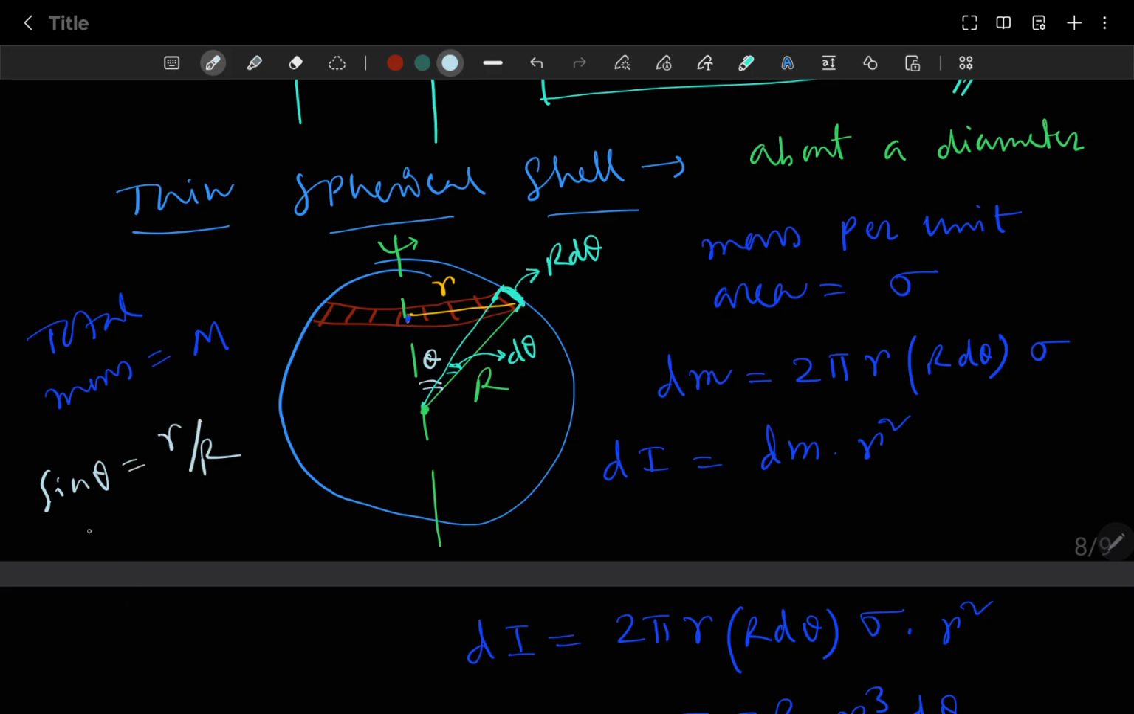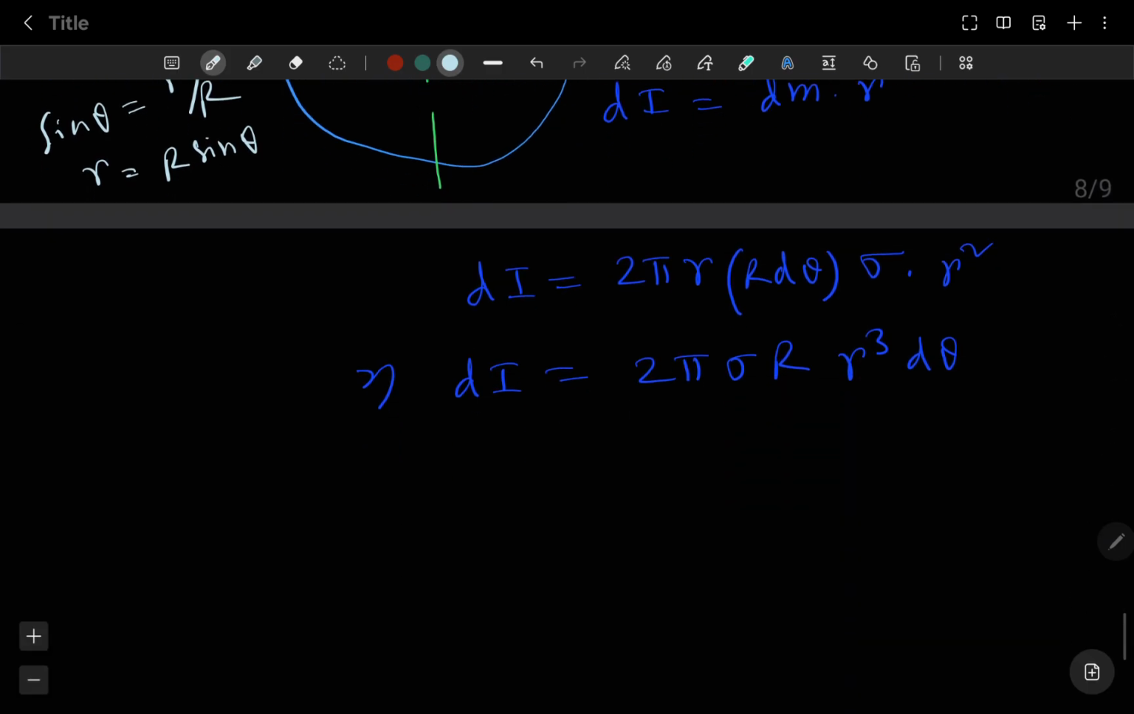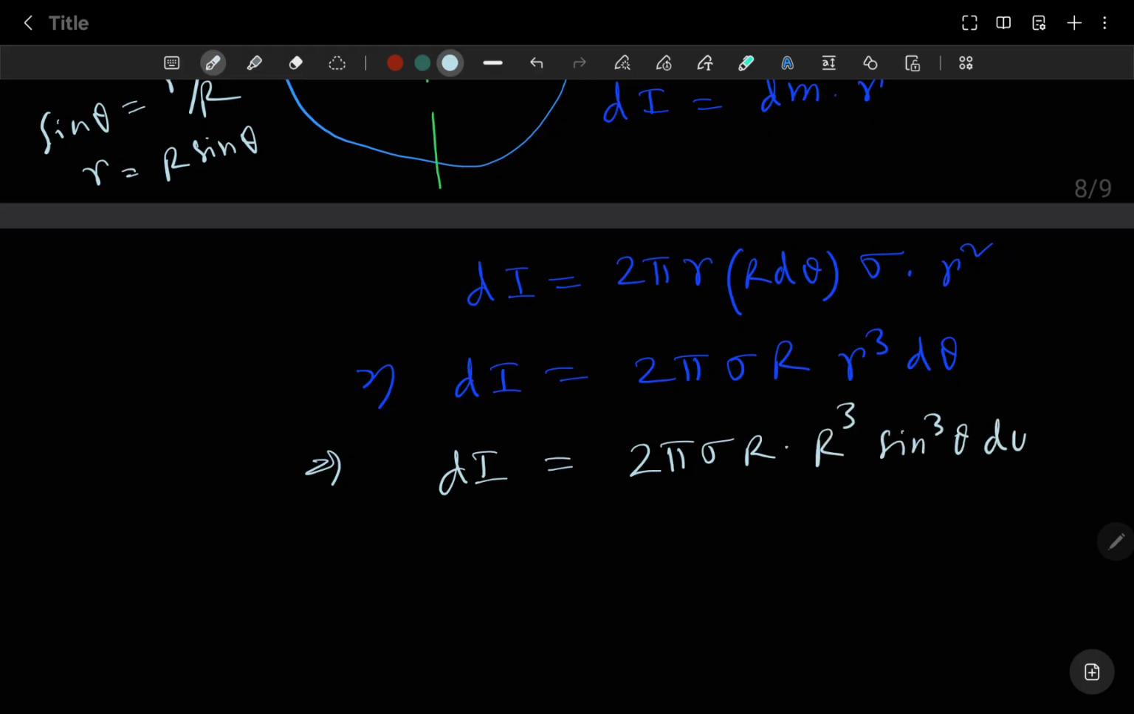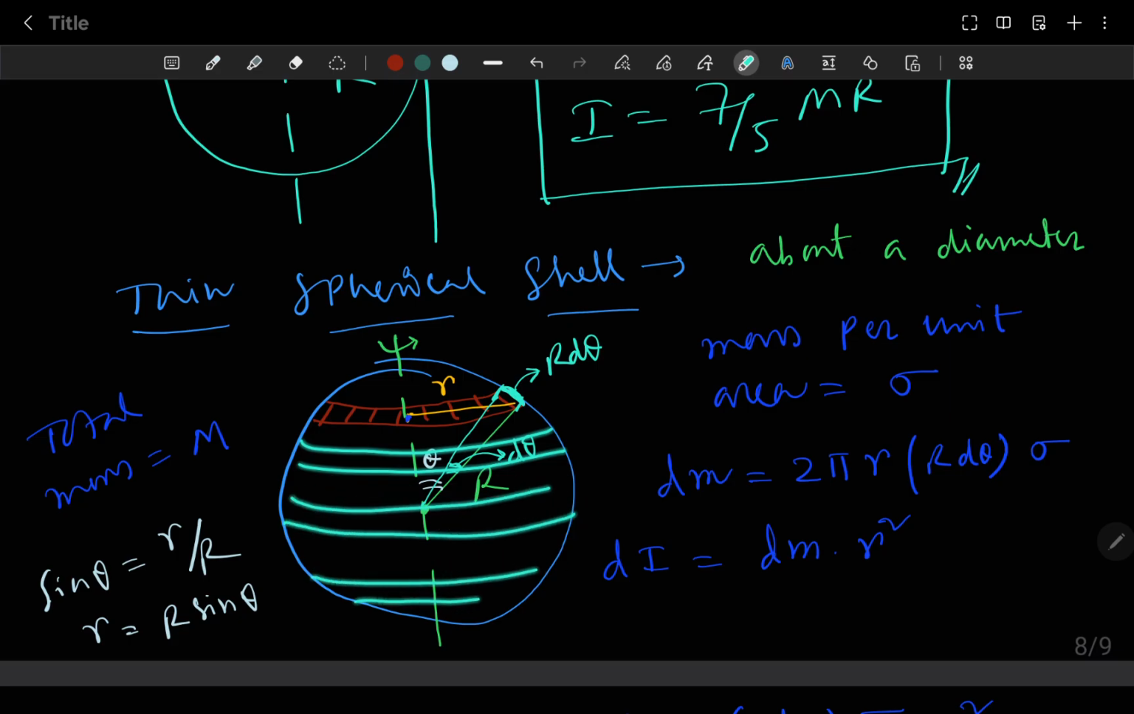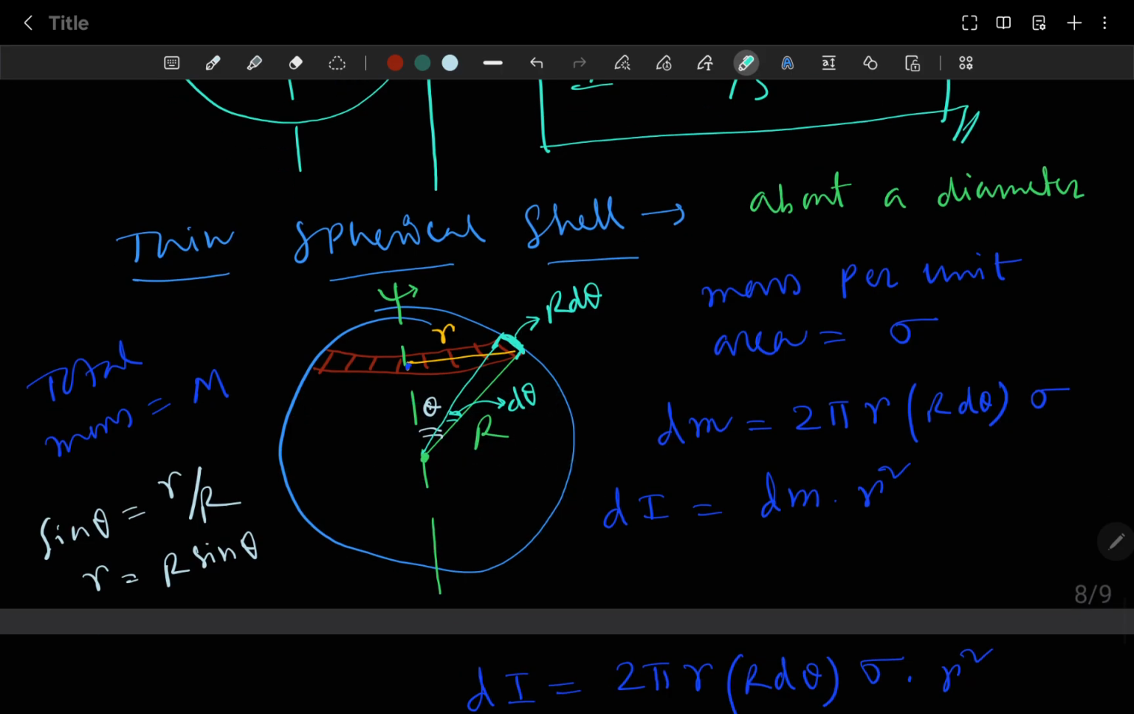So r will be r sin theta. So you will get dI as 2 pi sigma r into r cube sin cube theta d theta. Okay, now you can consider such rings throughout the sphere, spherical shell. And if you add all moments of inertia of these rings, you will get the total moment of inertia of the shell. So you have to basically integrate it.